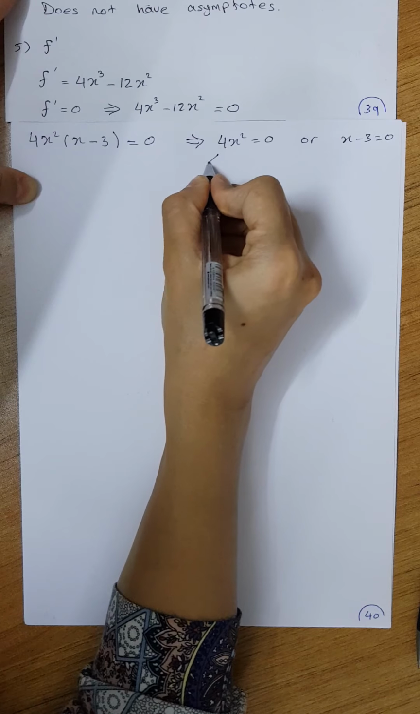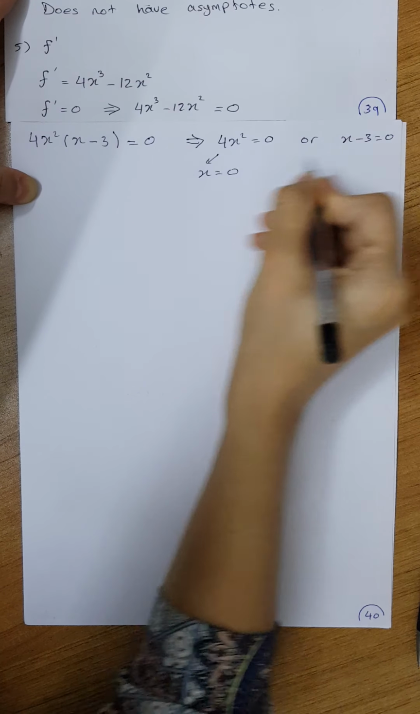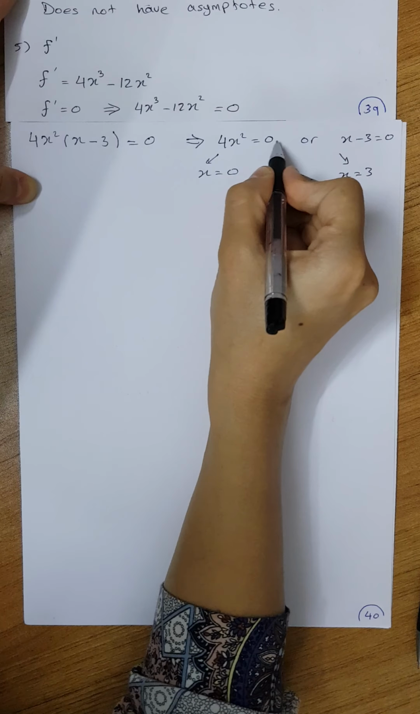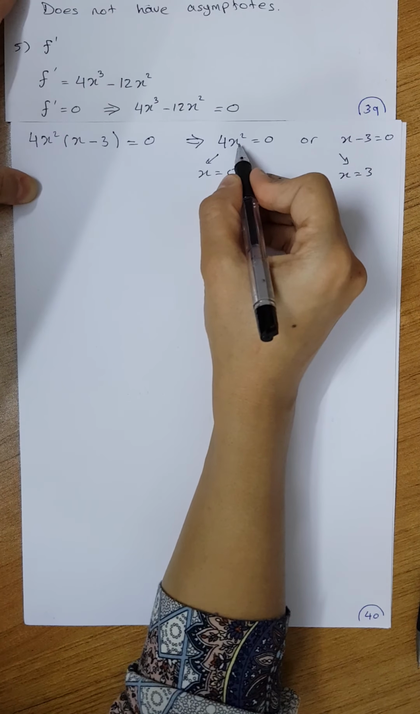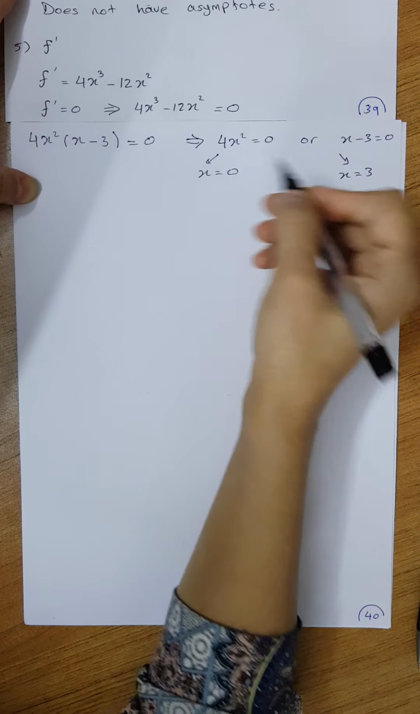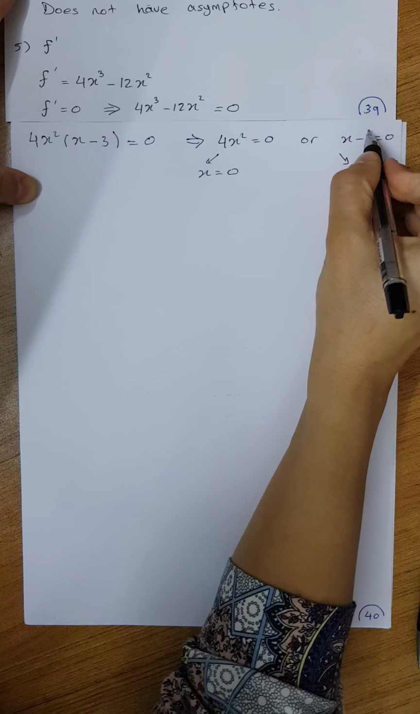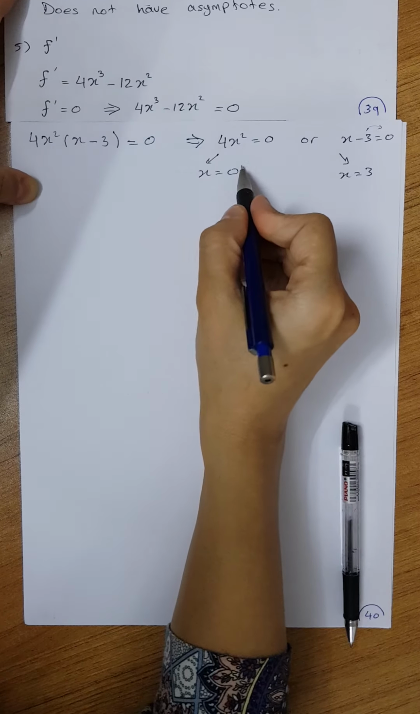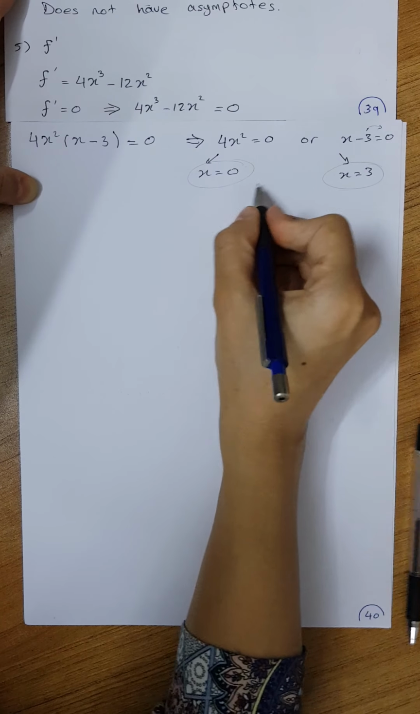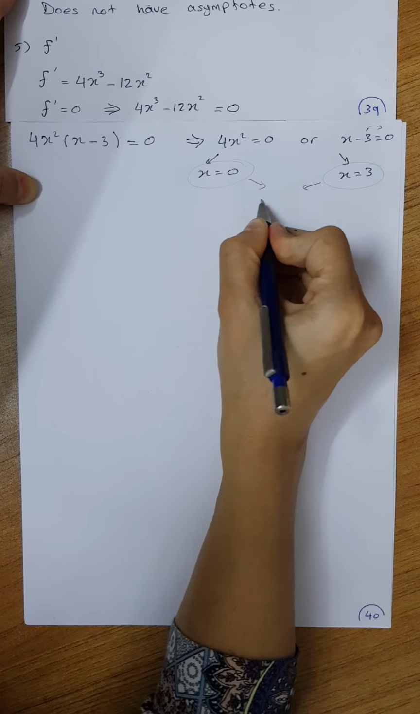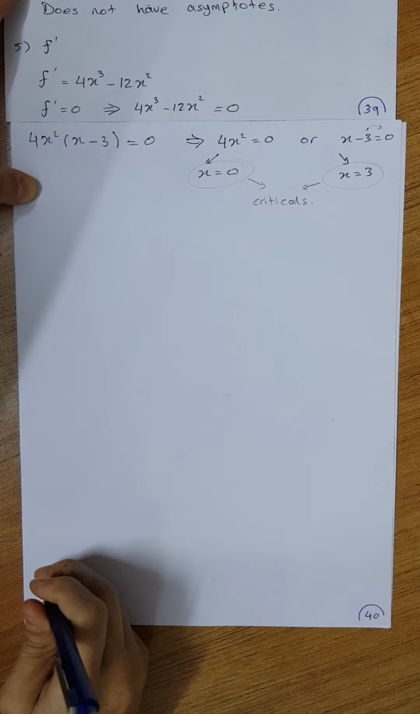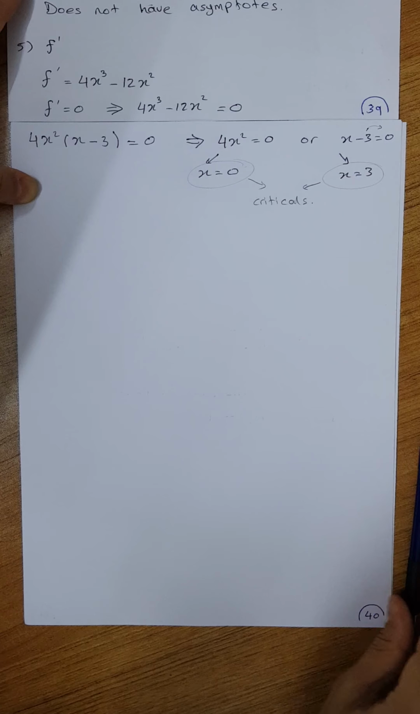From here, I get that x is equal to 0, and from here I get that x is equal to 3. You know that simply dividing both sides by 4 and taking the square root, I get x is equal to 0, and taking this one to the other side, I get x is equal to 3. What are x equal to 0 and x equal to 3? These are critical numbers.